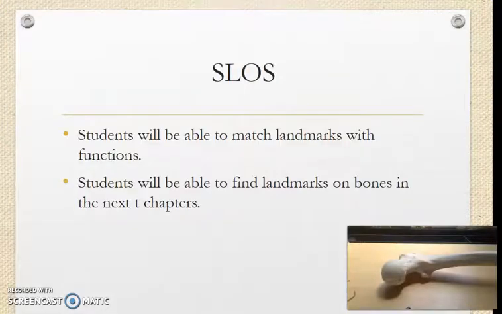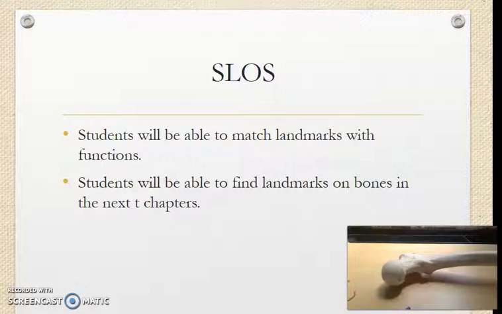So, we're going to look at landmarks now. That's why I have the split screen. And the reason this is important is I'm going to talk about landmarks in the next two chapters. And I used to talk about them. I stopped because our semester went from 18 weeks to 16 weeks. And I discovered that cutting out this section was a horrible idea because students had no idea what these landmarks were when we got to the bones.